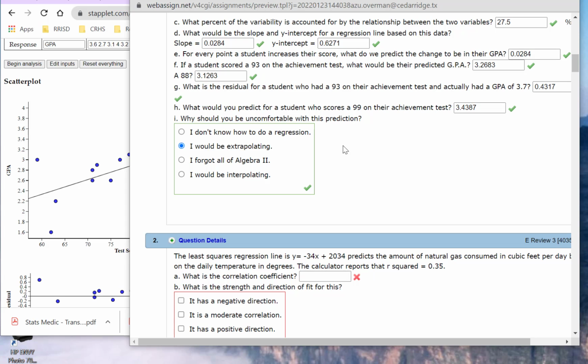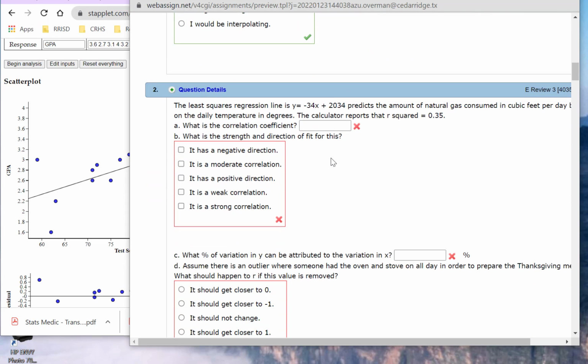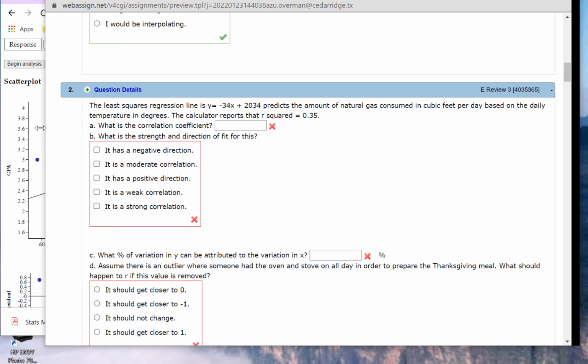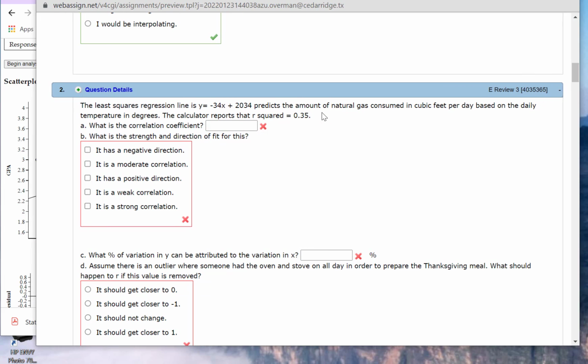All right. Let's go ahead and do problem 2 on the review. The least squares regression line predicts the amount of natural gas in cubic feet per day based on the daily temperature in degrees. Here, I'm going to move this. We don't need that scatter plot. So there's our equation and there's our slope, which has a negative direction. I can see that right there. And the correlation: the report says that r squared is 0.35, but that's r squared.